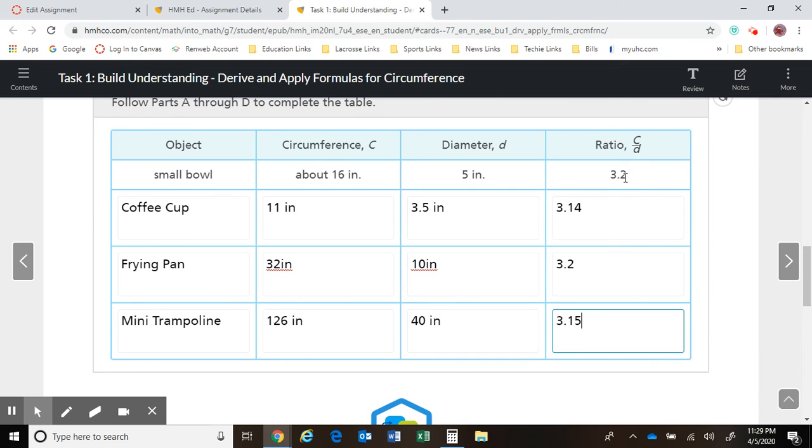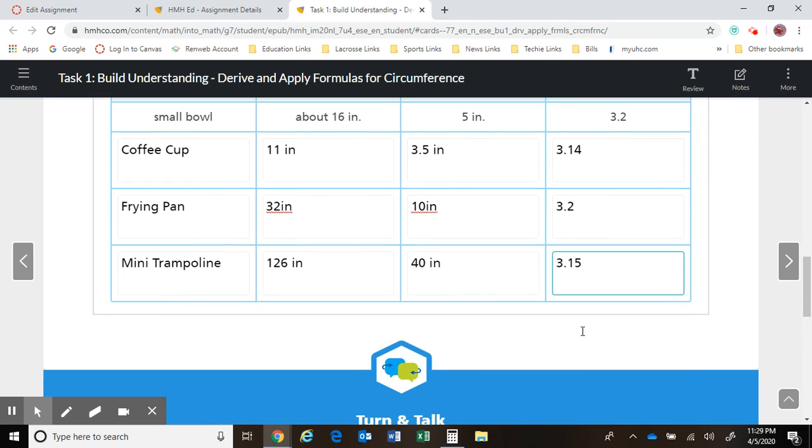What do you notice about all of these numbers? 3.2, 3.14, 3.2, 3.15. What do you see? What do you notice about all of them? There's something that they have in common, something similar to each other, and that's kind of what the answer is here.